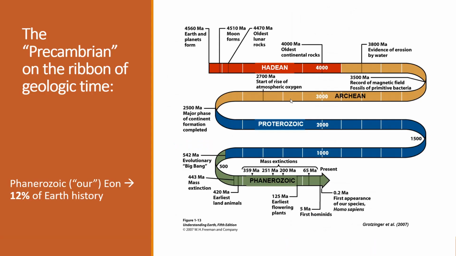So this is the ribbon again, which I do like because it has a lot of the big events on it, such as the formation of the planet during the Hadean, the first evidence of fossils during the Archean, moving into the early life in the Proterozoic, and then we move into the Phanerozoic where we start having much more fast evolution.